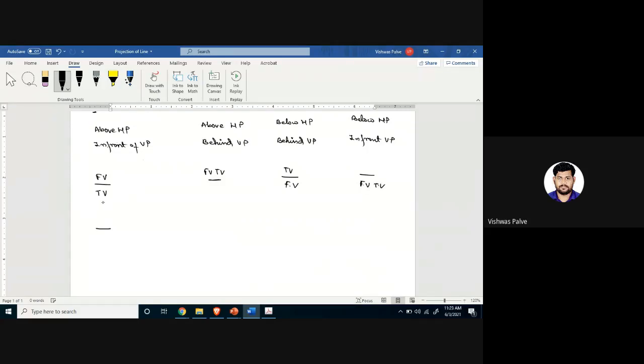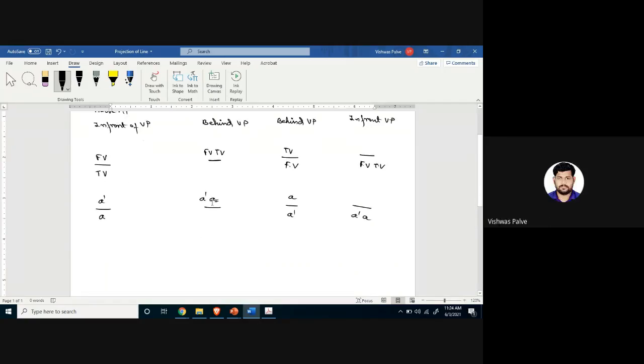How exactly do we denote it? The front view is denoted with a dash, right? Any letter with a dash is said to be a front view. So A dash is the front view, A is the top view of a particular point. In the first quadrant, both A and A dash will be above the XY line. And in the third quadrant, A will be above the XY line, A dash will be below the XY line. And in the fourth quadrant, both A dash as well as A will be below the XY line.